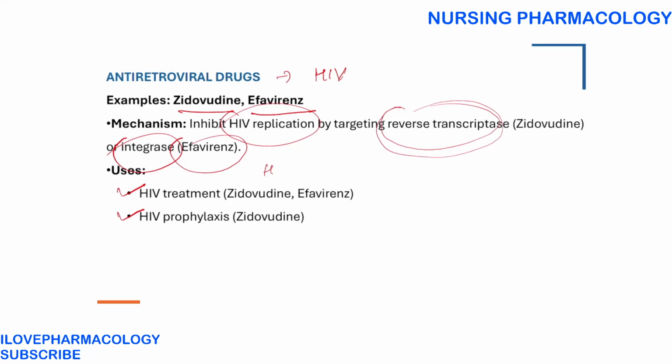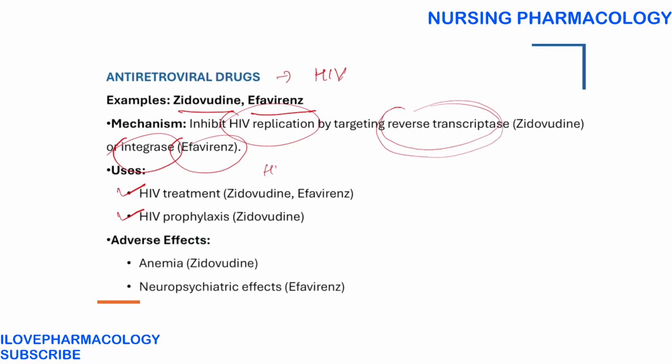HAART therapy is used. And adverse effects, zidovudine is more prone to anemia as well as it can cause skin pigmentation. Efavirenz can cause neuropsychiatric effects, etc.